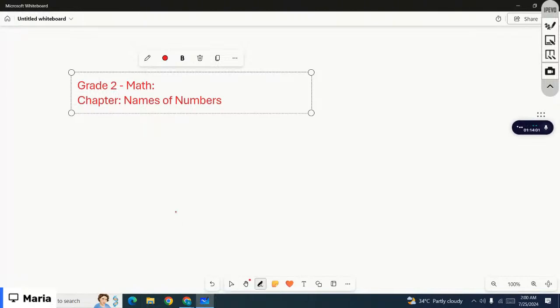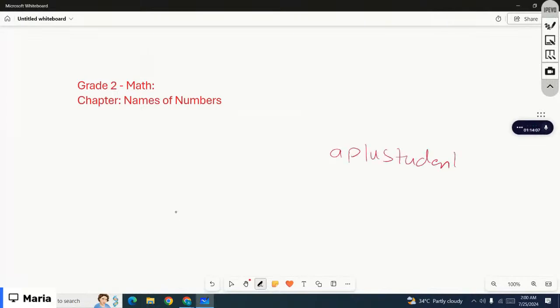You can find all the lessons on aplusstudents.com. You have the email provided by the administrator. Then you have to select math from the subject. Scroll down to grade 2 math and then click on view all lessons. There you can find a list of the chapters.